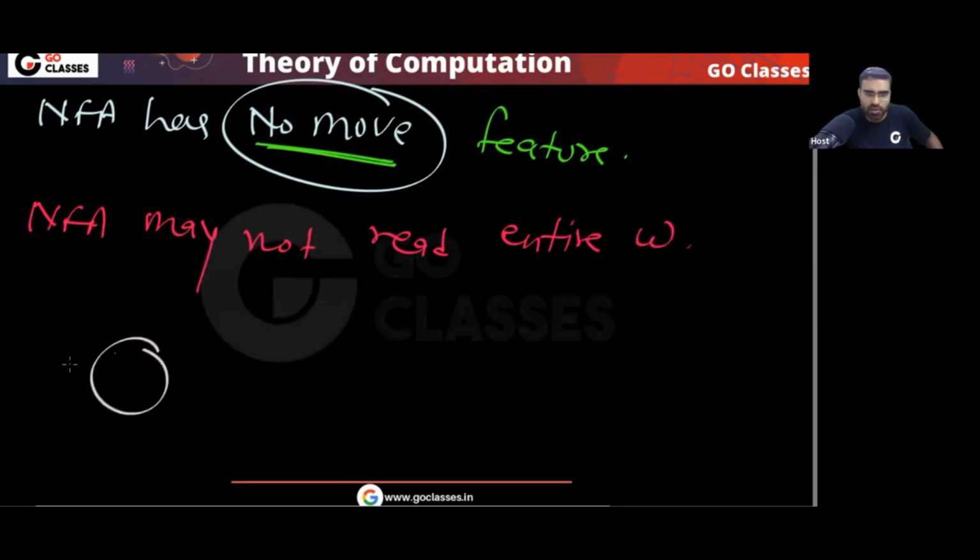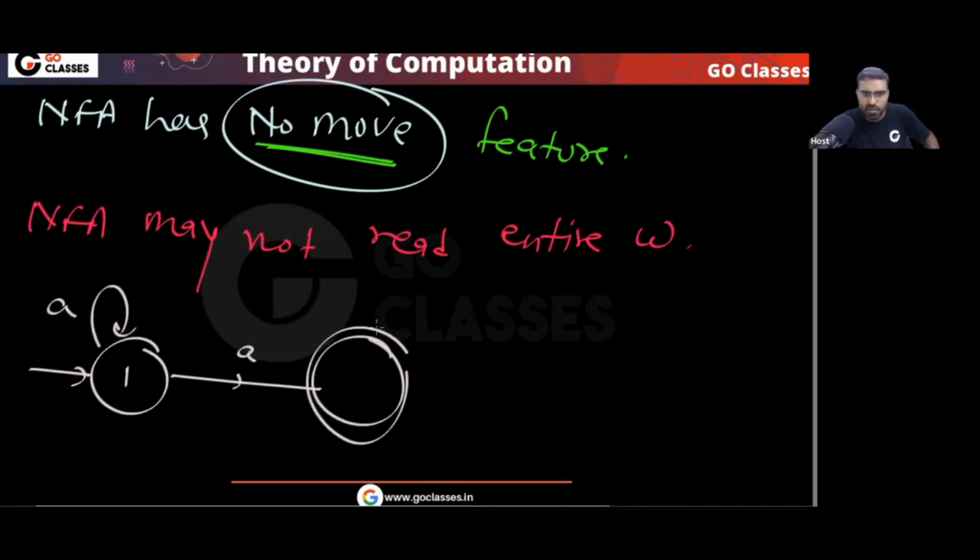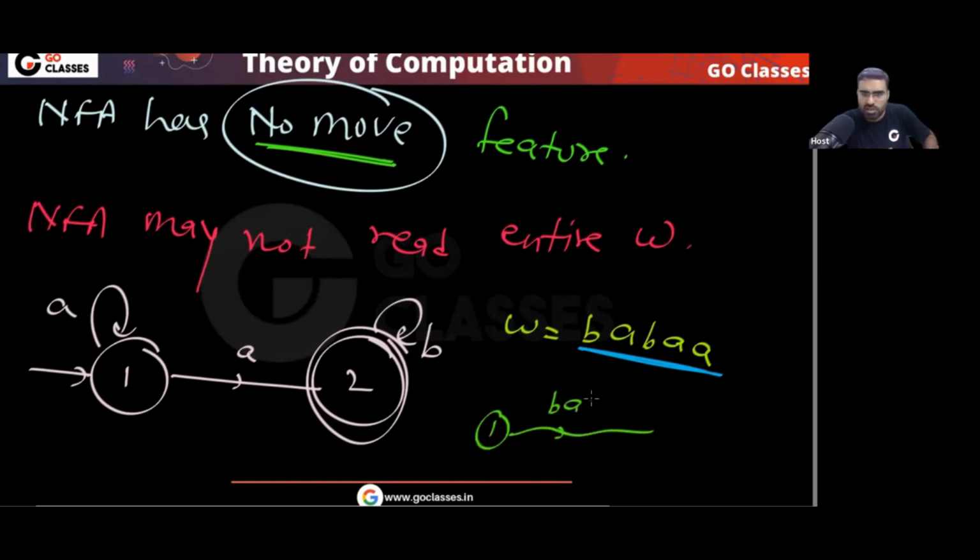For example, let me give you one example. Consider this NFA. I am giving you state 1. If A comes, you go here. If B comes, you go to state 2. Tell me, if I give you this W, B, A, B, A, A, where will this NFA go from the initial state on this string? Nowhere. Yes or no? Nowhere.